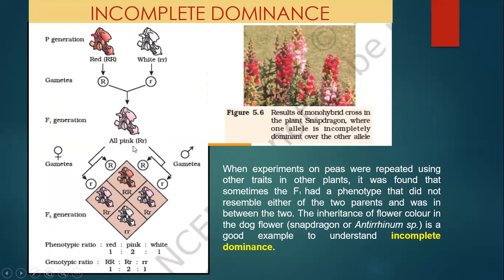So how was this obtained? If you check Mendel's experiment in the F1 generation, the dominant trait was expressed. For example, in the monohybrid cross for the trait height, the dominant trait was tall, so in the F1 generation, tallness was expressed. But in this case, when a red colored flower was crossed with a white colored flower, in the F1 generation neither red nor white came. Pink colored flowers were produced, an intermediate color between red and white.